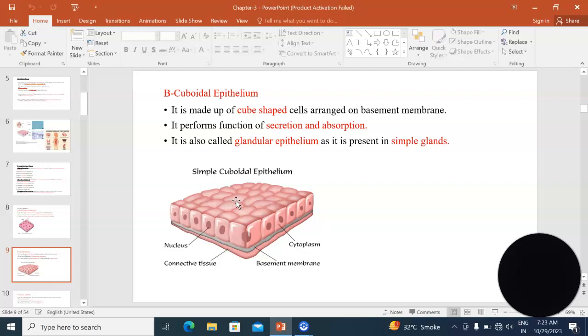Next, second type is the cuboidal epithelium. As you can see in the diagram, and as the name suggests, cuboidal means what? The cells are cube-like in shape, and are arranged on the basement membrane. Now this type of epithelium has the function of secretion and absorption. So it helps in secretion of various components and absorption of different nutrients, etc., from the organs. These epithelia line various glands, and hence its other name is the glandular epithelium.